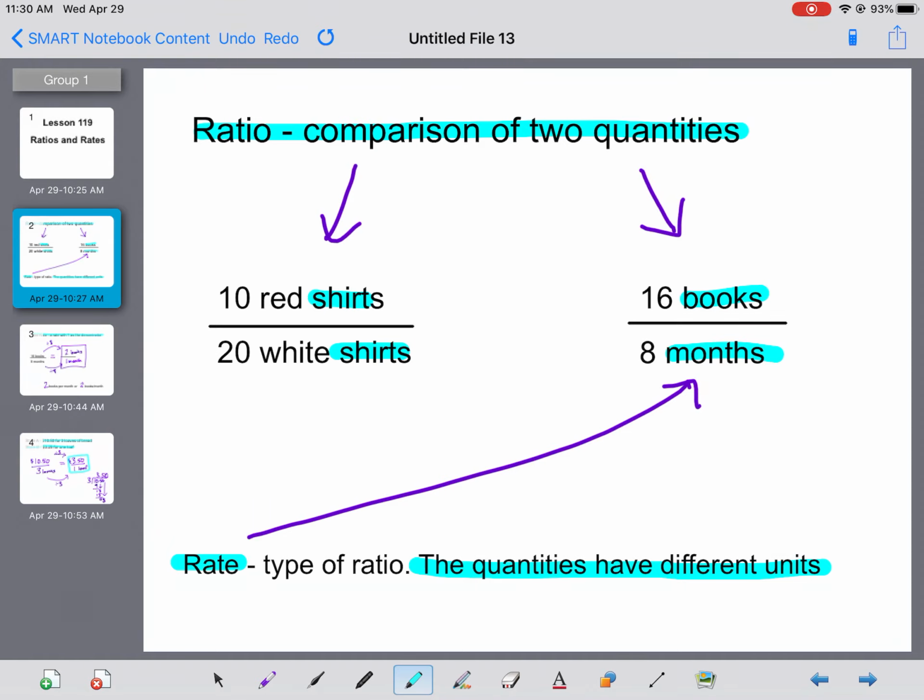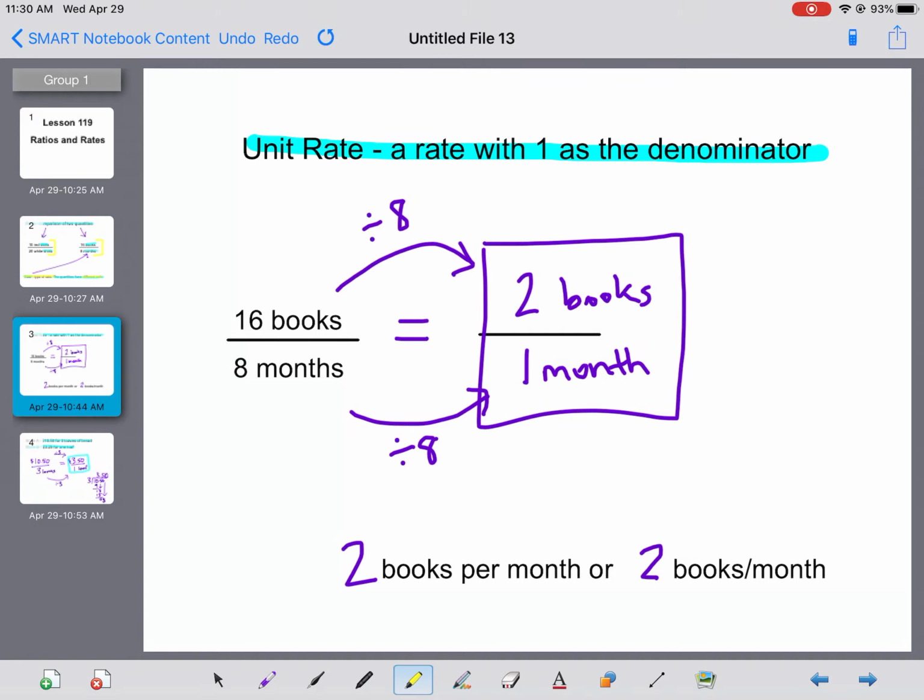Okay, so I'll just go over that one more time. A ratio is a comparison of two quantities. A rate, that's the specific type of ratio. Okay, the quantities have different units. So anytime you see different units in one of your ratios, think of it as a rate. If you see the same units, then it's just a regular old ratio. And then a unit rate is a rate with 1 as the denominator. And you use your knowledge of equivalent ratios to find that, and you just set it up that whatever your units are, 1 is the denominator to find that unit rate.